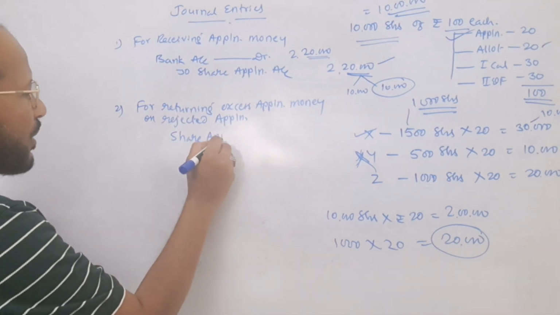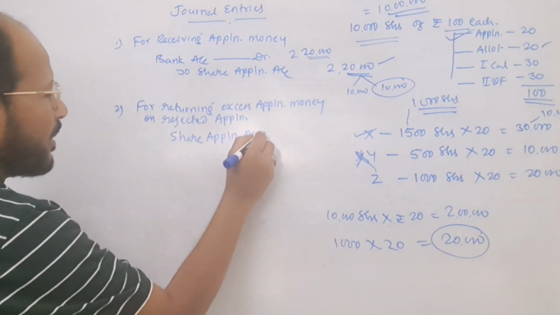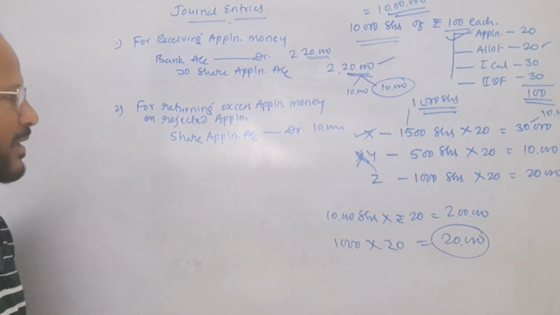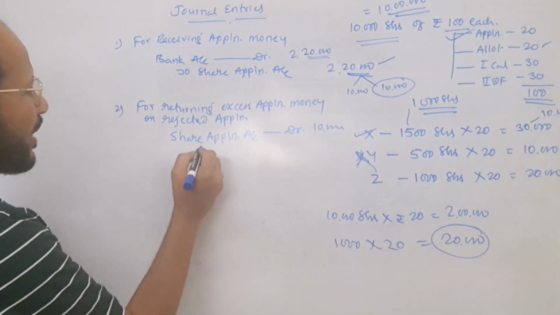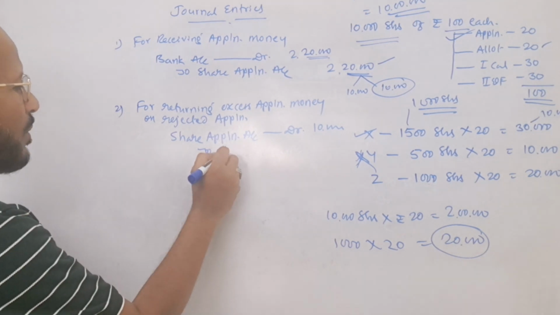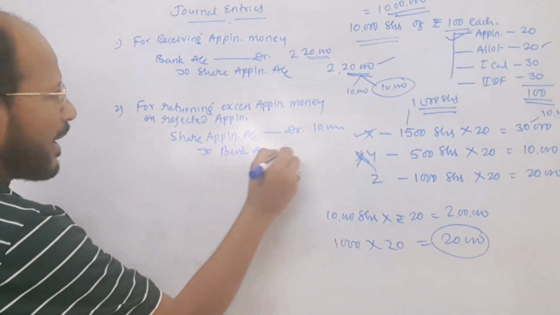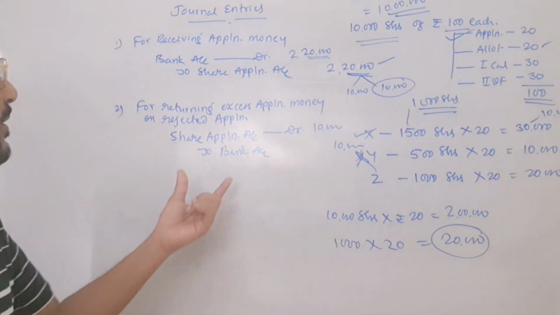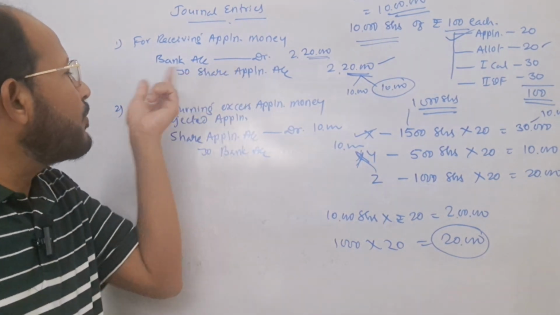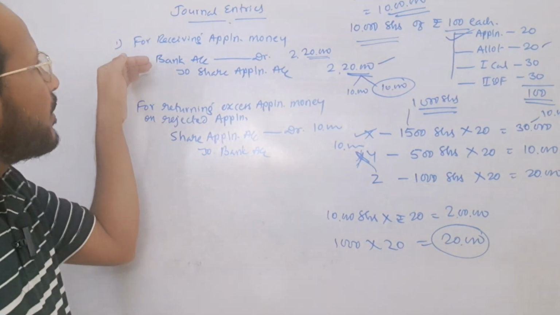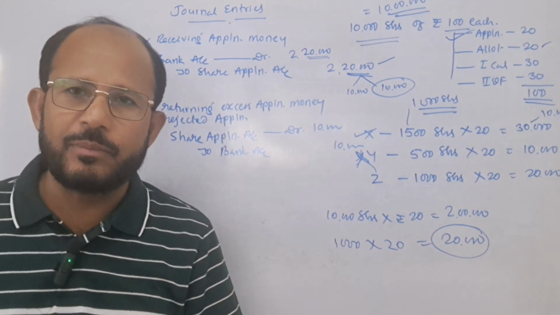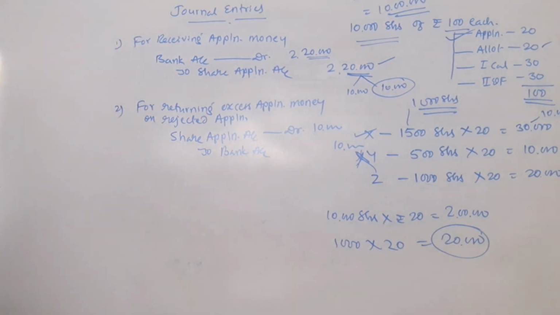Share application account is to be debited. How much amount are we returning here? Only 10,000. To whom are we returning? To Mr. Y. Okay, fine. Next, to bank account, rupees how much? Rupees 10,000. This is the second journal entry. The first one is for receiving the application money. This one is for returning the excess application money to those whose applications are rejected by the company.